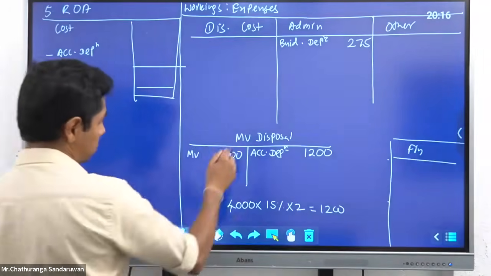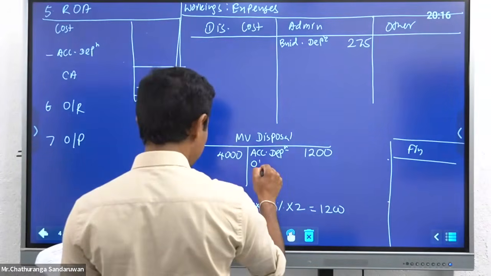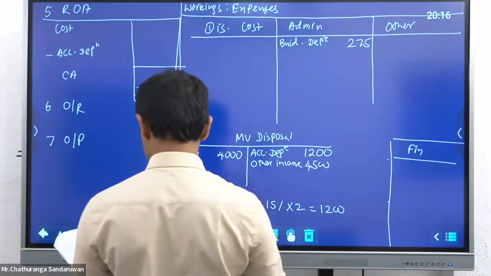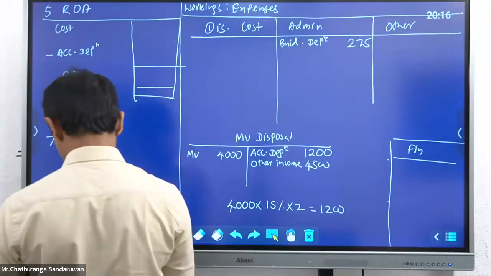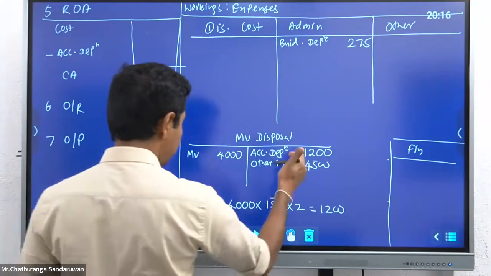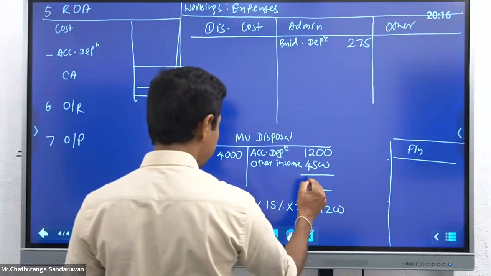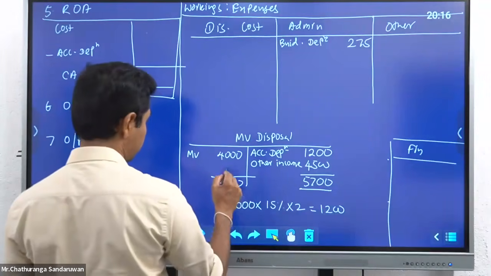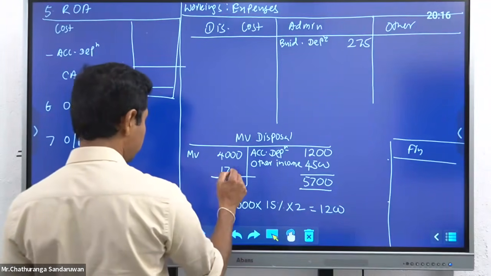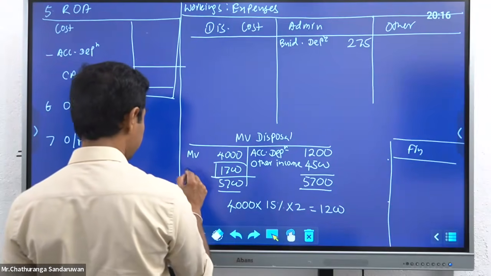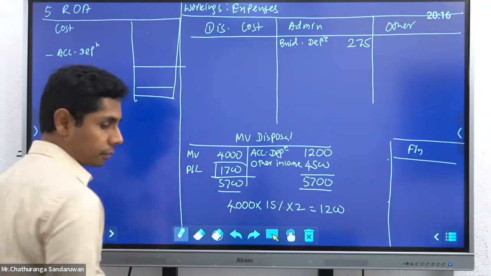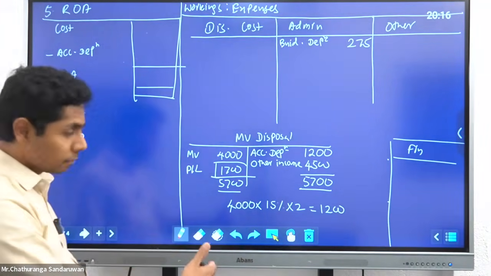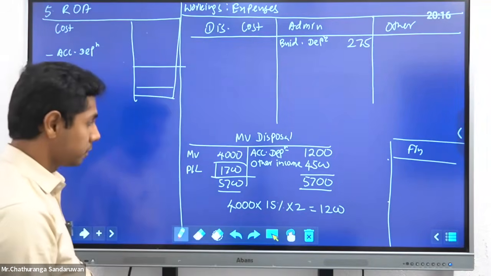And then disposal account credit, we got that from the other income. How much? 4,500. So if you balance this account, the credit side is higher than the debit side. 5,700. 5,700 minus 4,000, we get 1,700 profit, right? Profit or loss. So there is a profit on sale of the motor vehicle of 1,700.